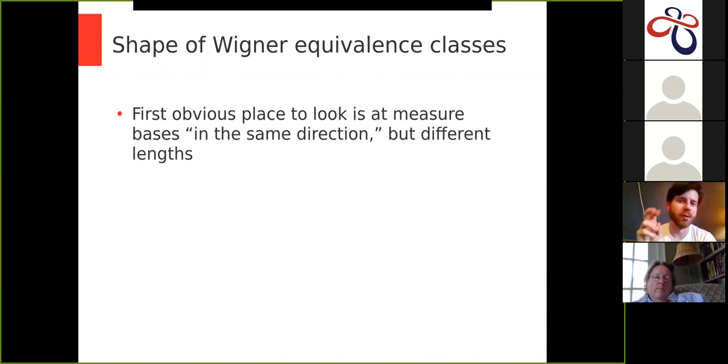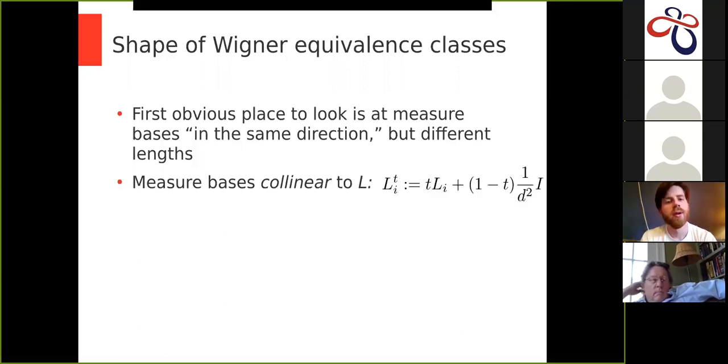So the first obvious place to look for other Wigner equivalent measure bases are bases that are in the same direction, so to speak, but of different lengths. If we are doing something that's akin to an orthonormalization, then normal is always normal. We are always going to be making it the same length. So everything along a particular line, it seems like, should be Wigner equivalent. So what lines are we actually interested in?